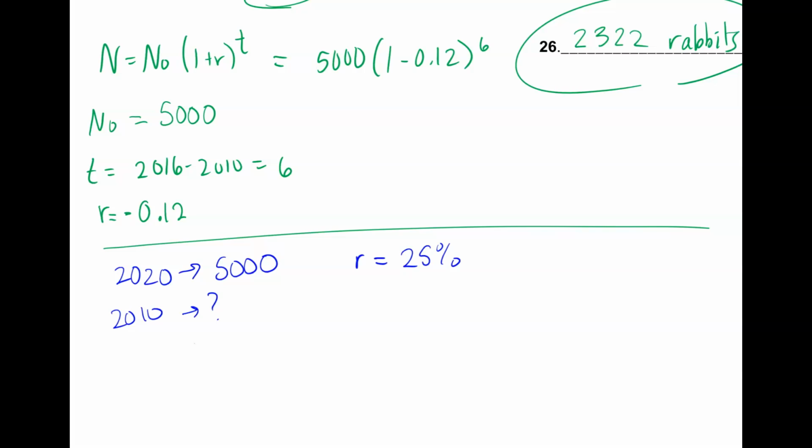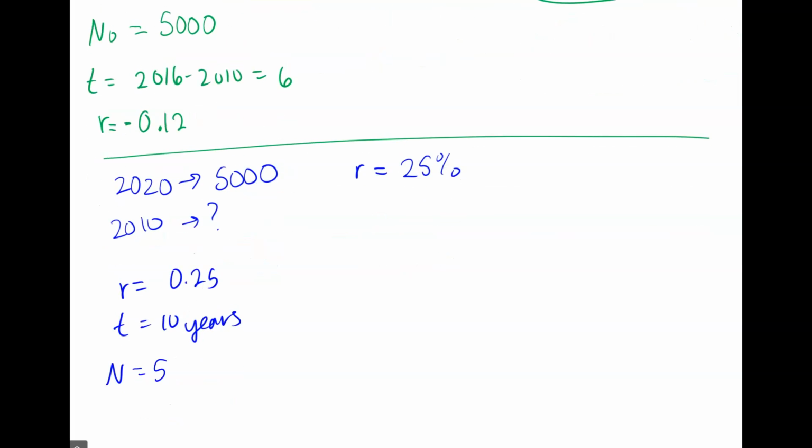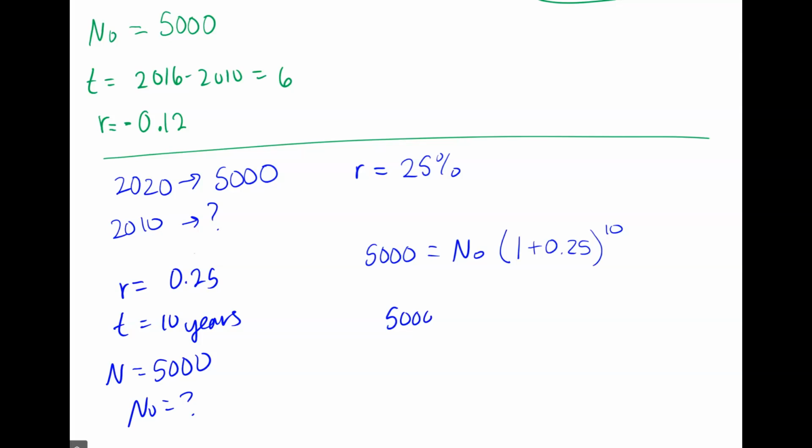Okay, cool. So the rate, 0.25. The time, right? 10 years. I know N is 5,000, and I'm trying to solve for N naught. So I have 5,000 is equal to N naught times (1 plus 0.25) to the 10. We're increasing, right? So what I would do is just divide both sides by 1.25 to the 10.